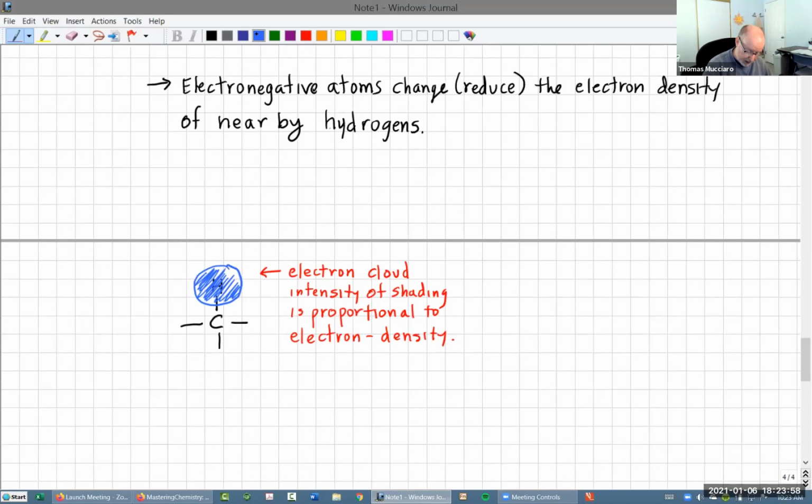And you can see that this cloud, the shading is really dark. That means there's a lot of electron density, right? Okay, so then if we compare that, if I put a chlorine right here, then what's going to happen is the chlorine pulls electrons because it's electronegative, right?